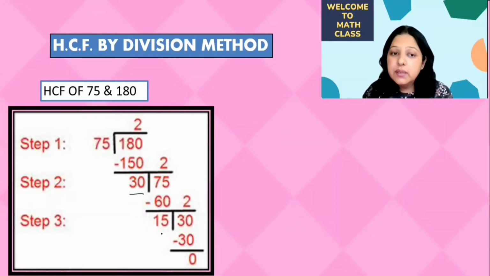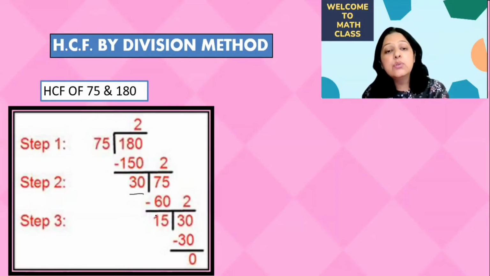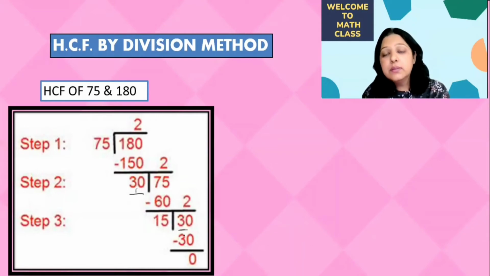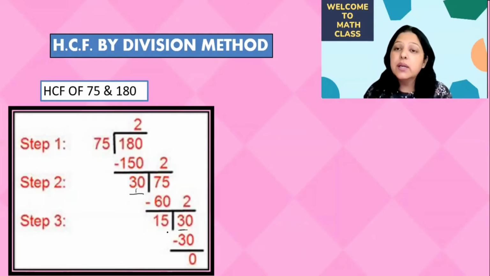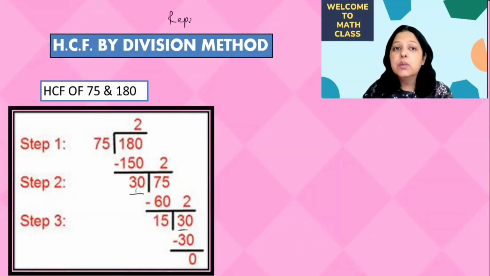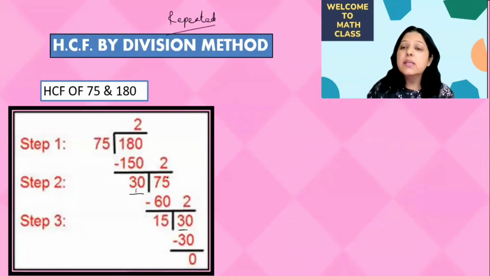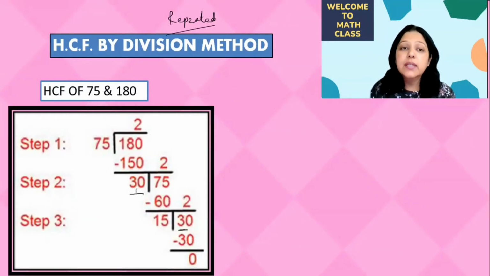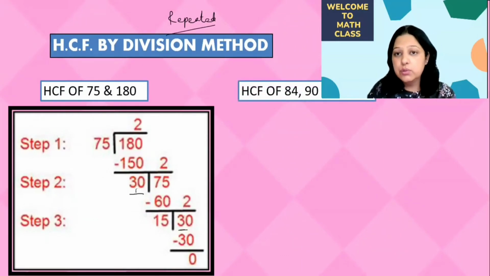Now again the remainder is not 0, so you take it as a divisor again and shift the previous divisor to the dividend and keep on dividing. That is why we call this division method the repeated division method also, because we divide until we get the remainder 0. So this is an example of two numbers. We can easily find the HCF for three numbers also.